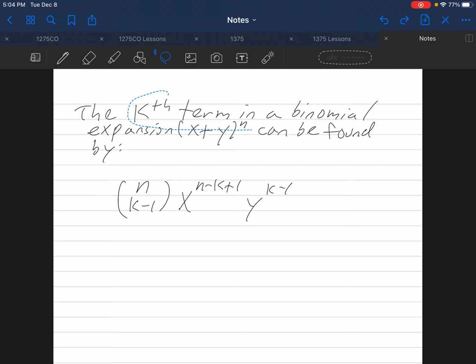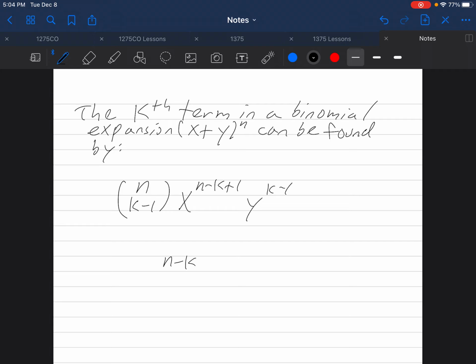So looking at the kth term in the binomial expansion, assuming that the expansion is x plus y to the nth power, again, x can be replaced by 5x. Y can be replaced by the number -2, and then we're going to have to do some simplification there. But it's going to start out with n choose k minus 1. Remember, this is the kth term in the expansion. N choose k minus 1. The first term in your binomial, x, raised to this power n minus k plus 1. And then y raised to this power k minus 1.